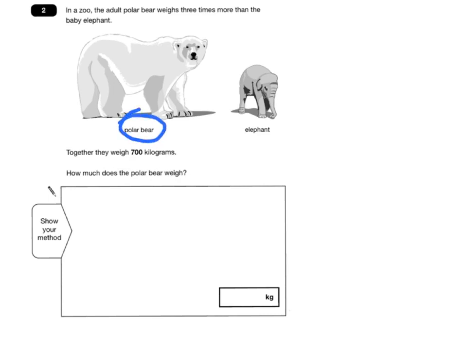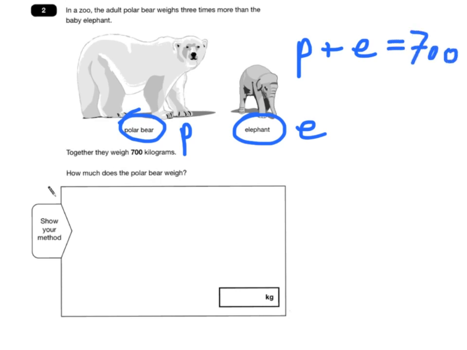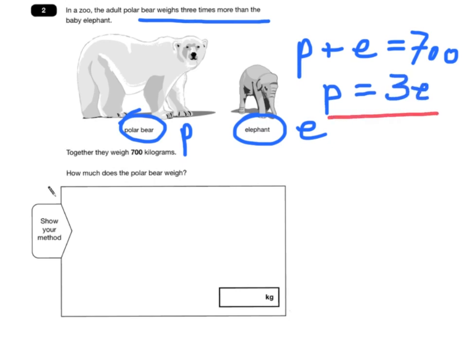So here we have a polar bear, let's call her P, and an elephant E. And it says that the polar bear and the elephant weigh a total of 700 kilograms. So together they weigh 700. It also says that the bear weighs 3 times more than the elephant. So we can express that as P equals 3E. So the weight of the polar bear is 3 times the weight of the baby elephant.